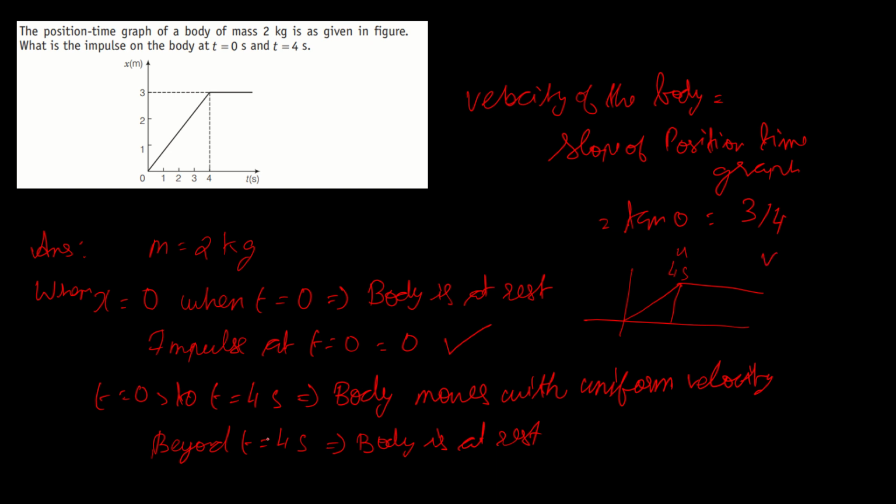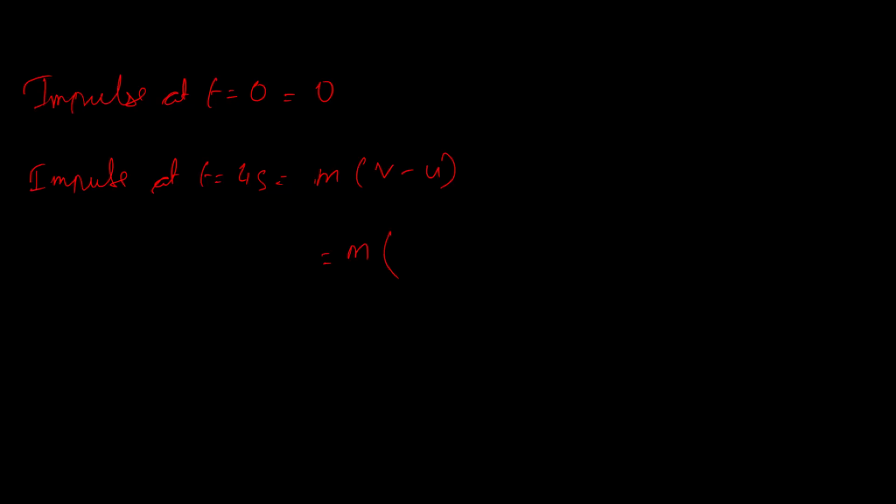I have already told that beyond t is equal to 4 seconds, the body is at rest. When the body is at rest, we know that v is equal to 0. So here v will be equal to 0 at t is equal to 4 seconds, because u will be equal to 3 by 4, since I have already found the slope of the position time graph. So we can take the velocity of the body as 3 by 4 as u, as per the graph. And v will be 0, because it's beyond t is equal to 4 seconds. So v minus u is 0 minus 3 by 4.